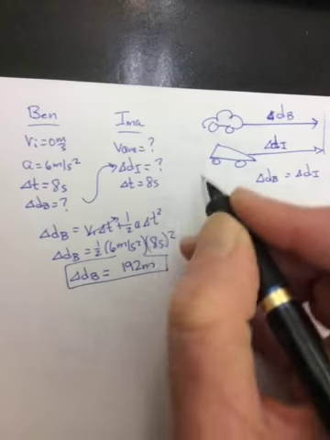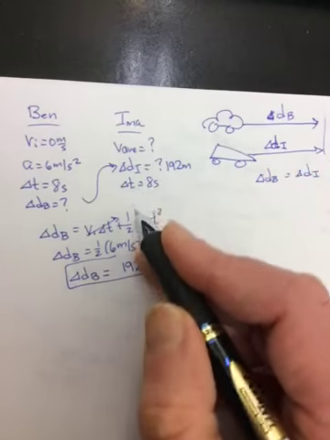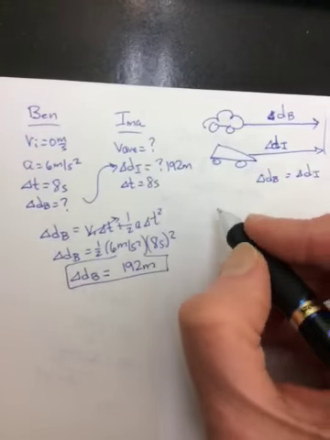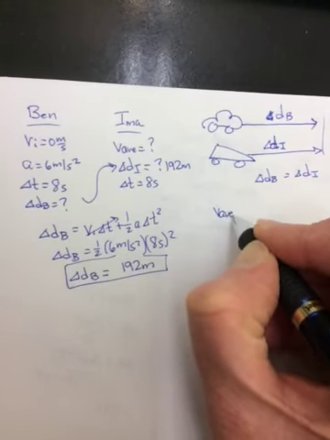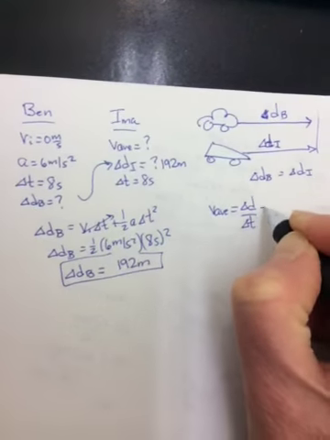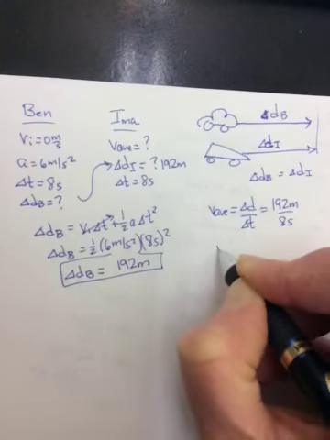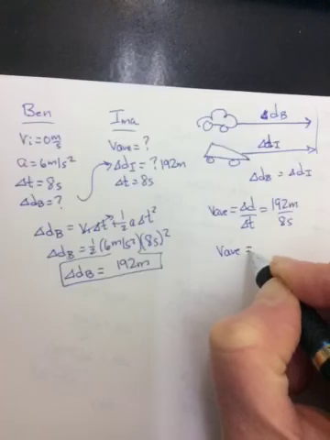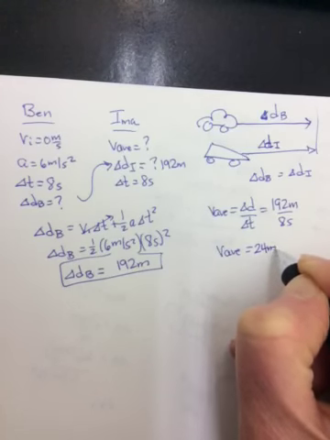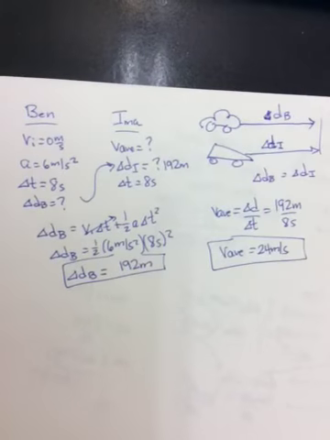Okay, if that's the delta D of Ben, it's also the delta D of Ima. So now we have delta D and delta T. We can find our VAV. We know VAV is just equal to delta D over delta T. So 192 meters over 8 seconds. The VAV for Ima is 24 meters per second. Okay, so that's number 11.